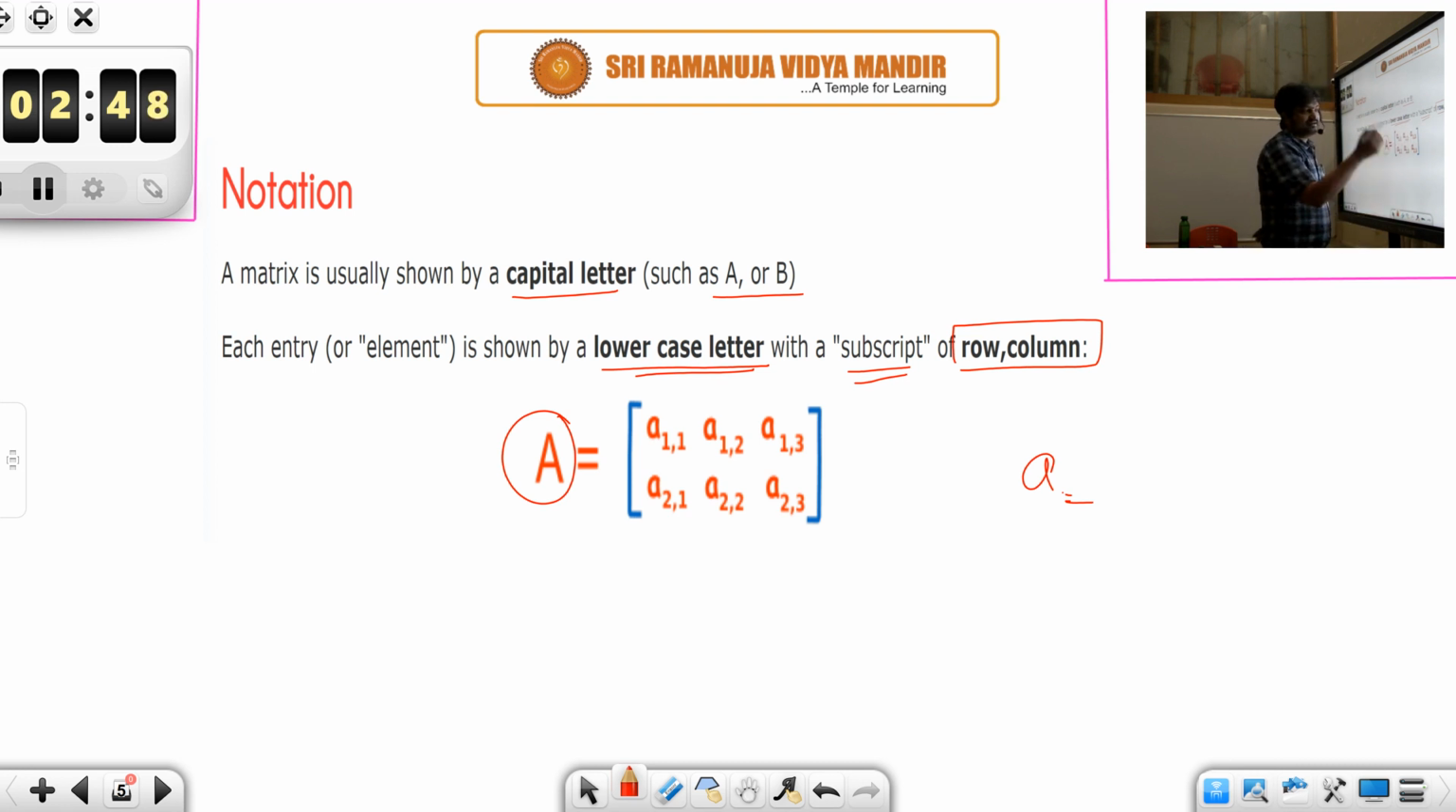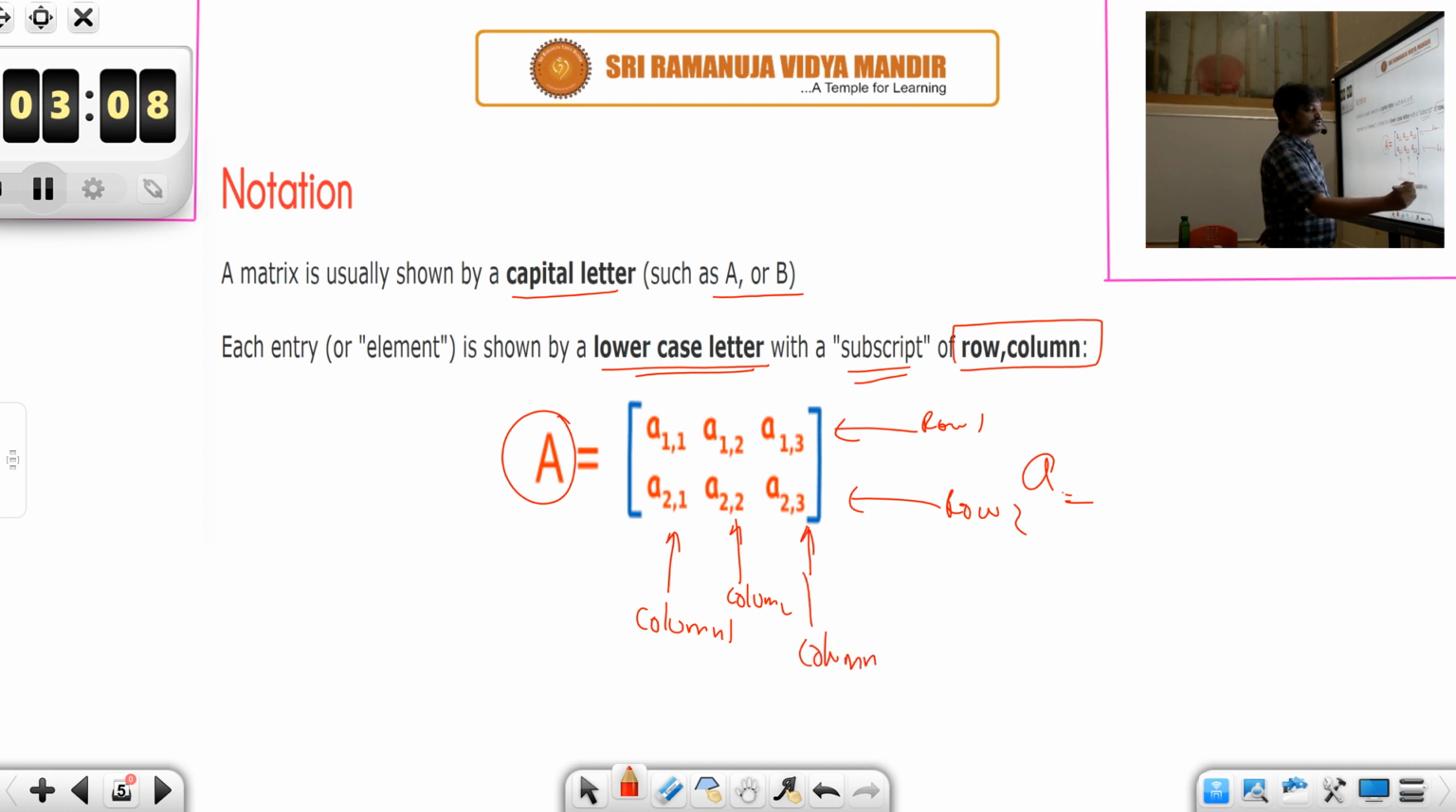The subscript is the row number comma column number. For example, in the previous example we have seen this as row 1 and this as row 2. Similarly, this is column 1, this is column 2, and this one is column 3. So this element we represent symbolically by some A or B, but in a lowercase letter with a subscript. What should the subscript denote? Its corresponding row number and column number. Here the row number is 1 and the column number is 1, so you denote it by a11.